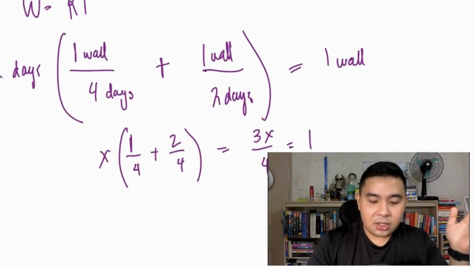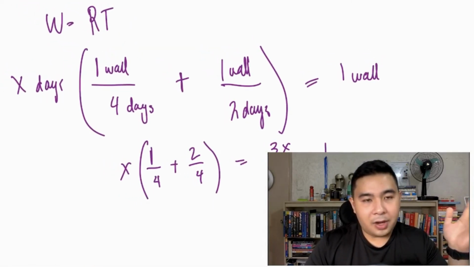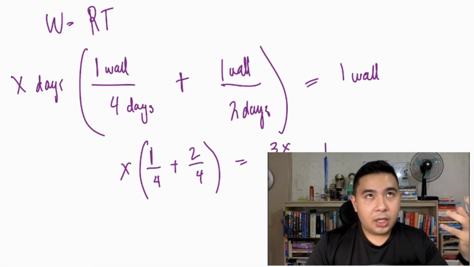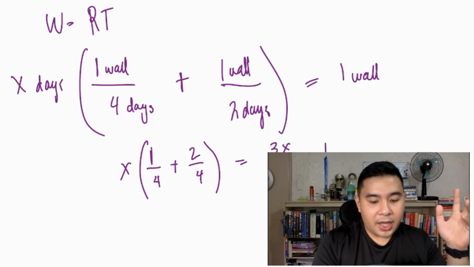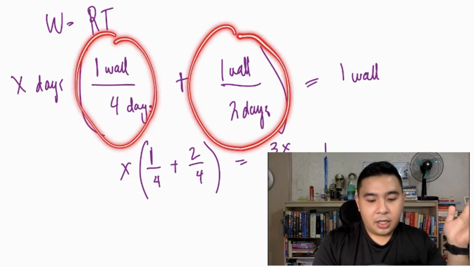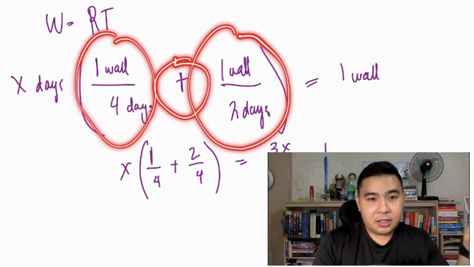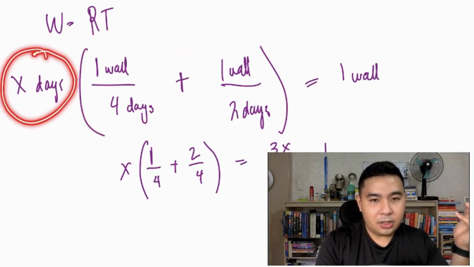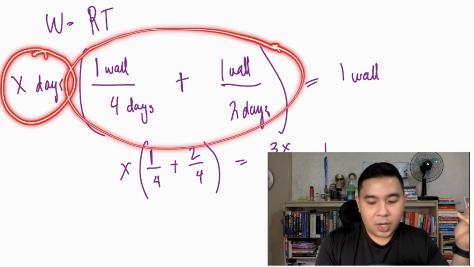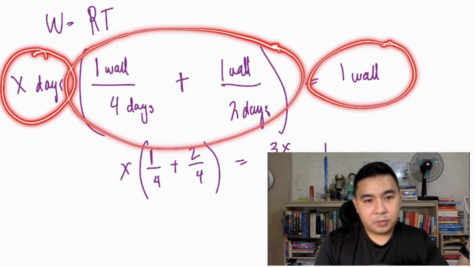Okay, so this is the normal way to go about it. So you have one work, you multiply the rate of work by time. Okay, and since they're working together, you add their rates. Okay, so since you're adding the rates, you're multiplying the number of days, no, to the rates. You're going to get one work or one wall.